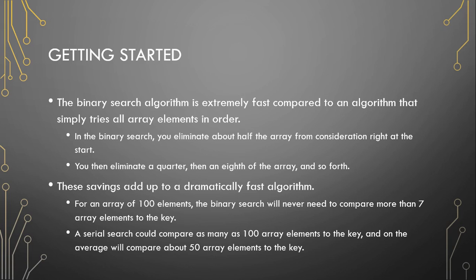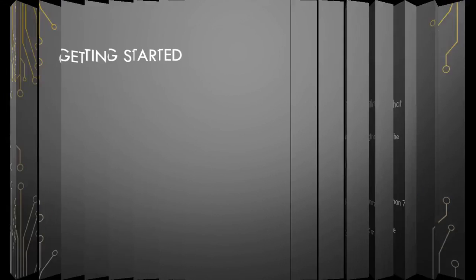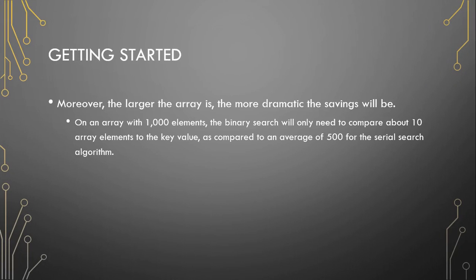For an array of 100 elements, binary search will never need to compare more than 7 array elements to that of the key, based upon how it's cutting it down. Now, serial search means going one after another. It would compare as many as 100 elements to the key, and the average will compare about 50. So worst case, it's going to do all 100, but on average, it's going to be 50, about the halfway point. Compare that to the 7, that's a pretty drastic difference. In fact, the larger your array is, the more dramatic your savings are going to get.